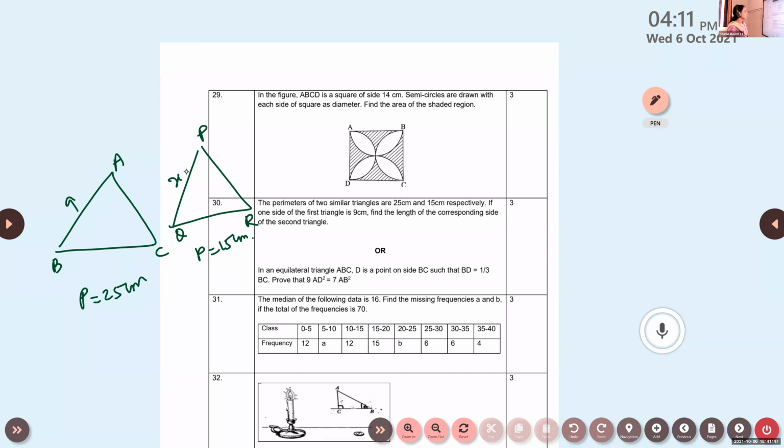How to do this? Perimeter of the first. Yes, how will you do this? If two triangles are similar, then the ratio of the perimeters will be same as the ratio of the corresponding sides, isn't it? Second side we don't know. You take it as x. And simplify. What is the answer?